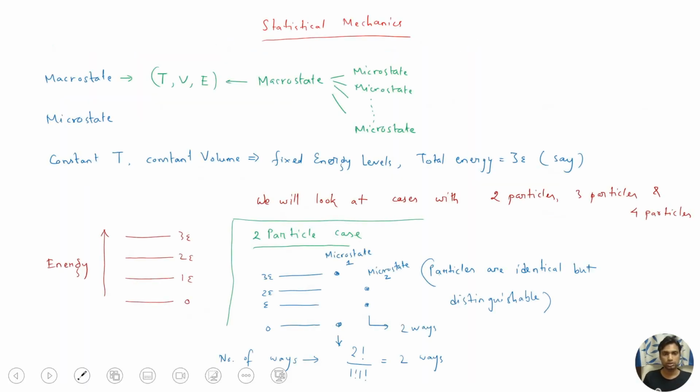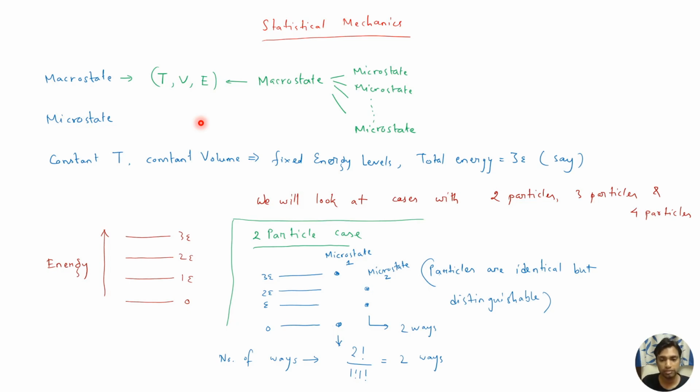There is a concept called macrostate. A macrostate is something which can be specified by experimental conditions. For example, in an experiment we can fix the temperature, we can fix the volume, and we can fix the energy of the system, or energy with respect to a particular reference. We have techniques to measure these things experimentally.